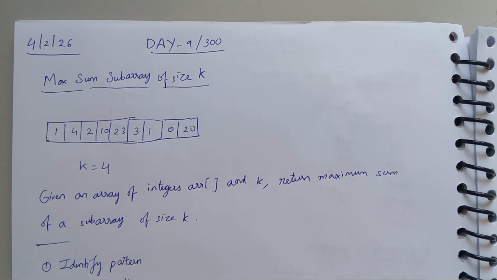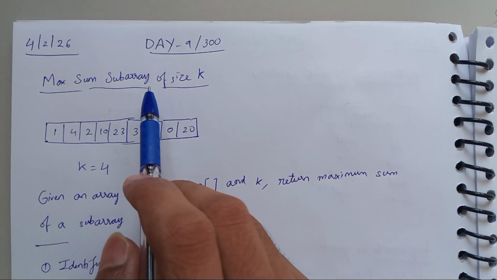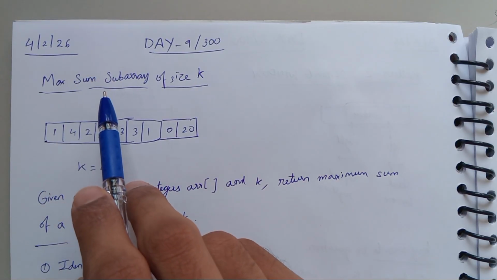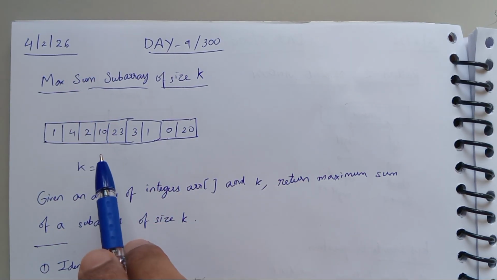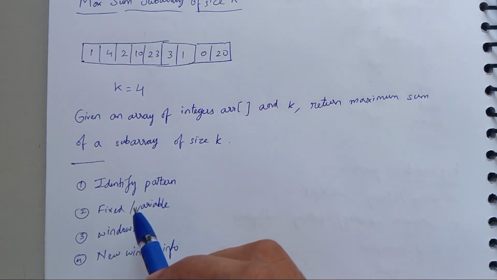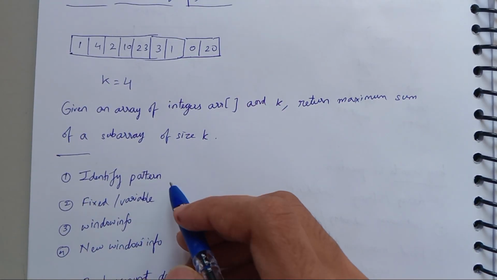So in this problem, first we try to identify the pattern. As we saw in the previous video, if the question is about an array and it has a subarray keyword and also a sum or max keyword, then we need to solve it with sliding window. So first we need to identify these four. We have identified the pattern, that is sliding window.